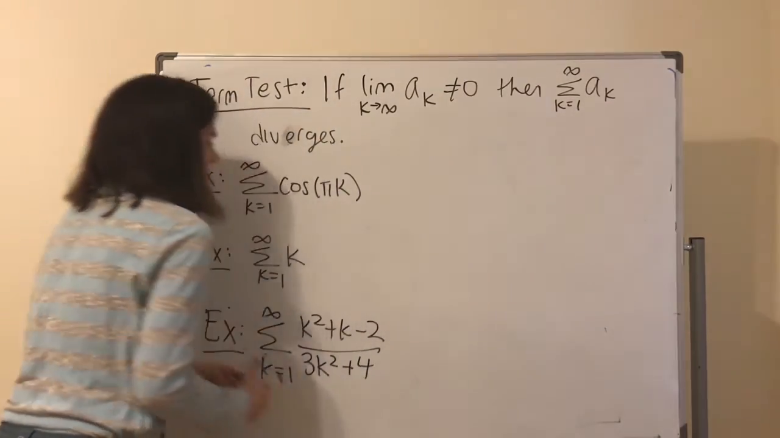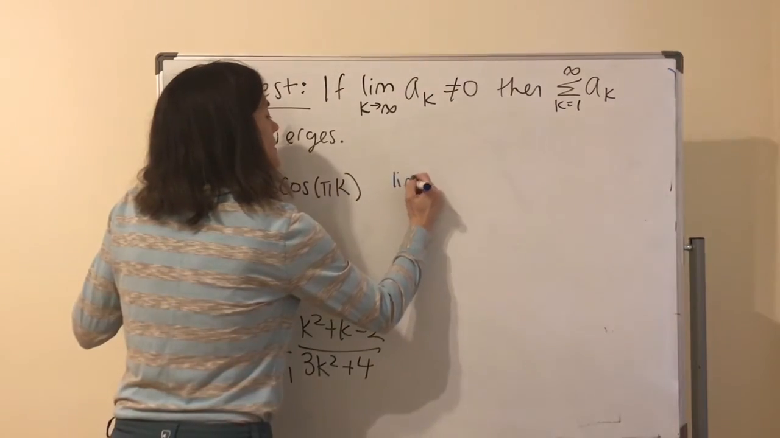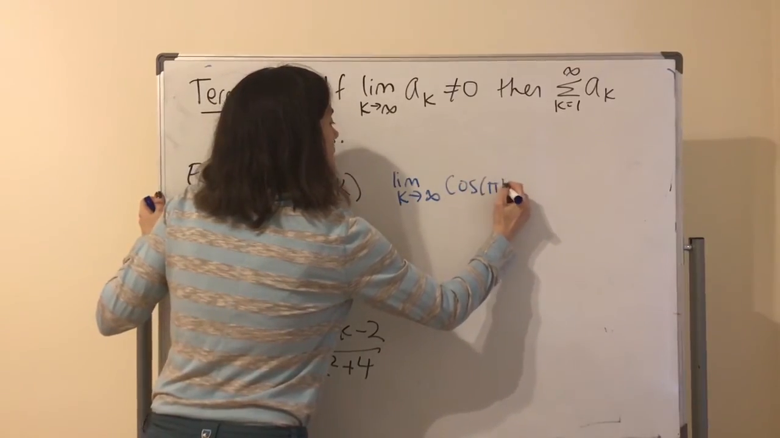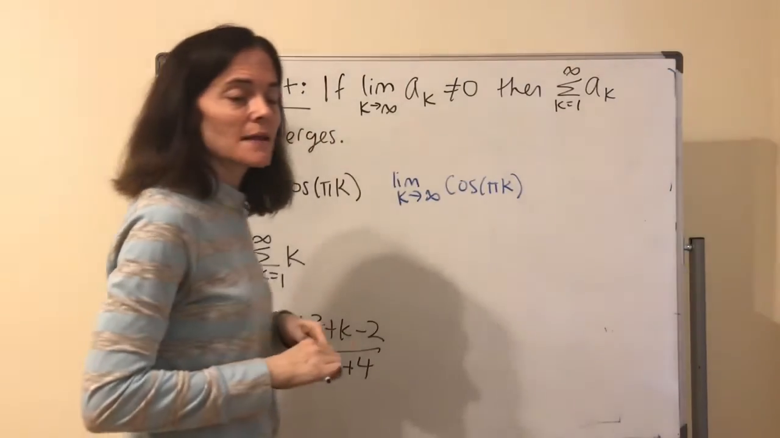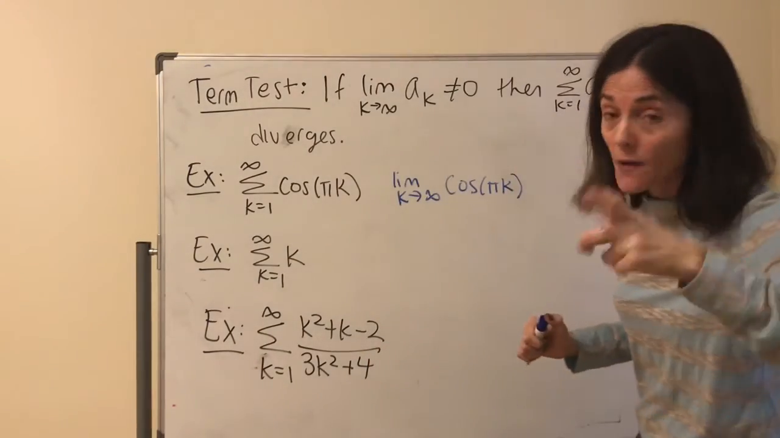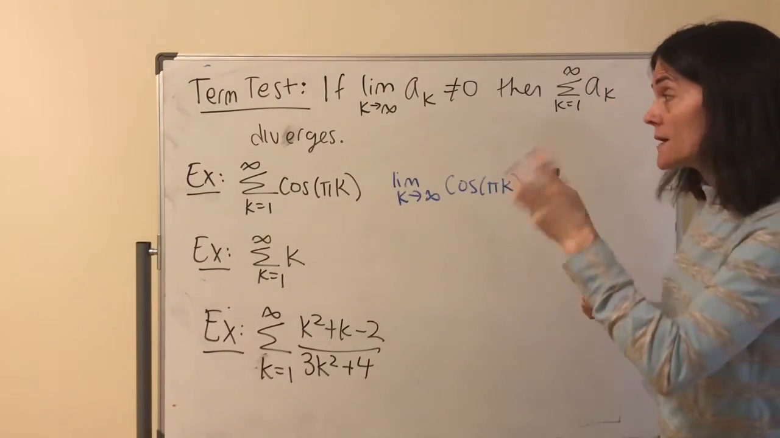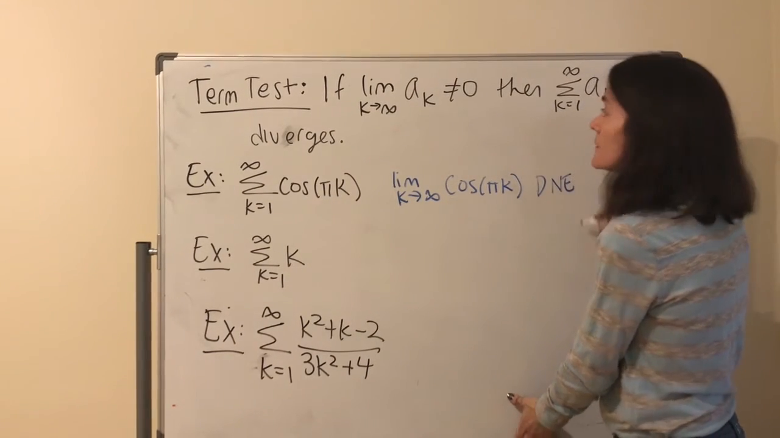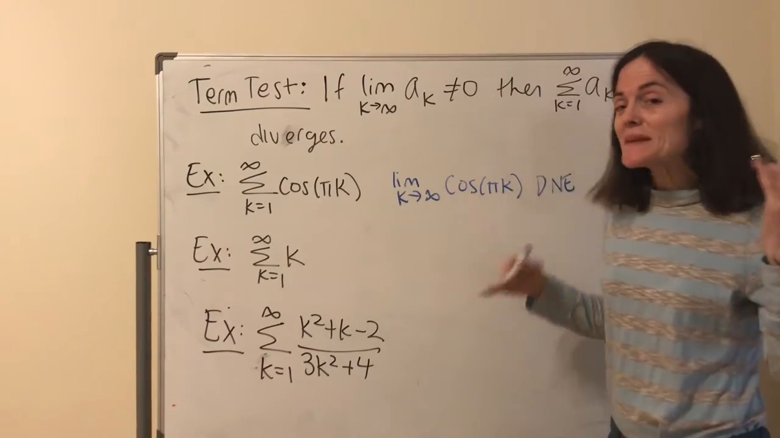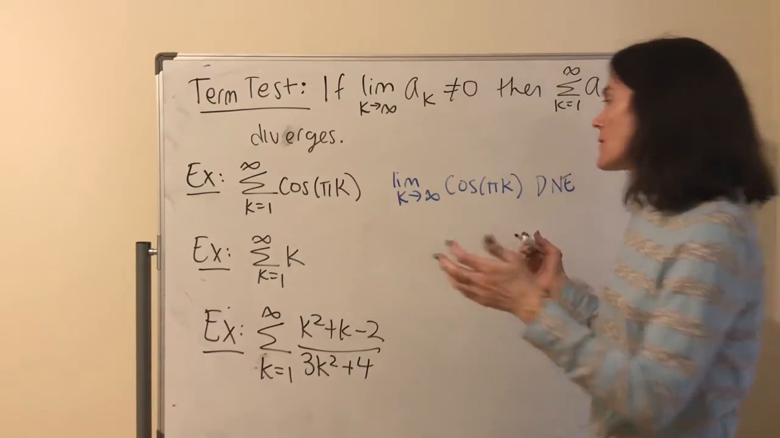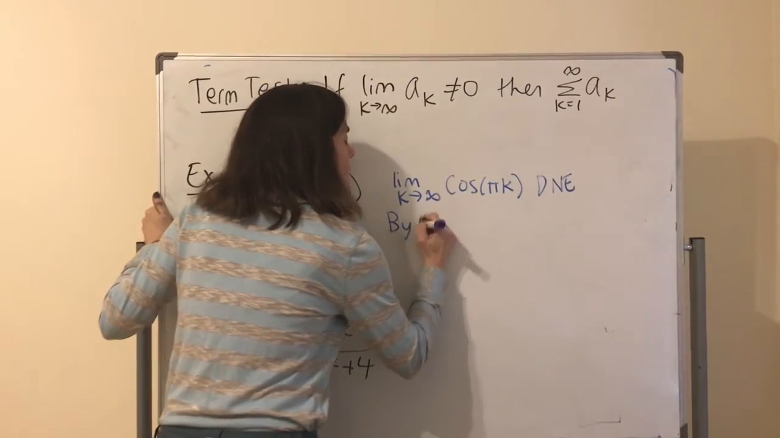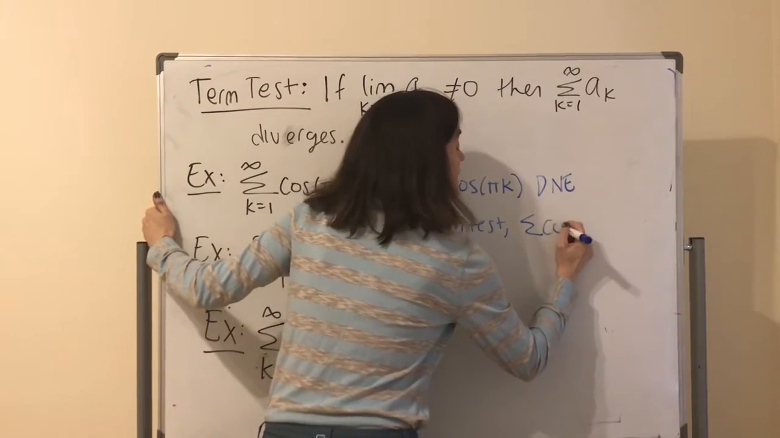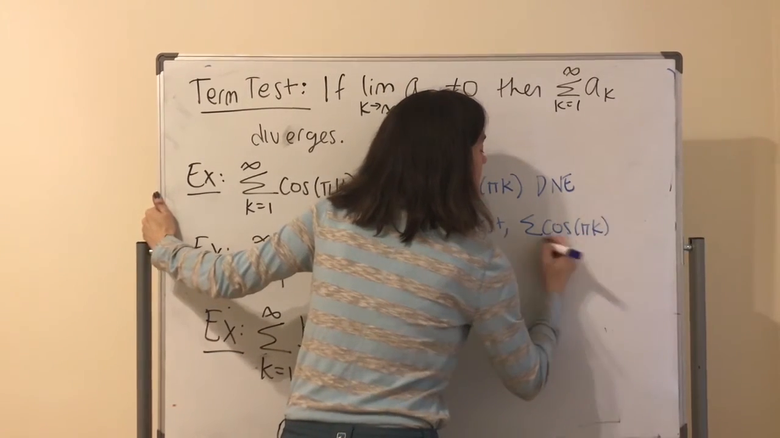We may use the term test on all three of these. So here, the limit as k goes to infinity of the terms of cosine of pi k. Well, this is oscillating, right? The cosine of pi k, in fact, we were writing out, it's either 1 or minus 1, this sequence. So this does not exist. So in particular, if a limit doesn't exist, it's not equal to 0. So by the term test, the series cosine pi k diverges.